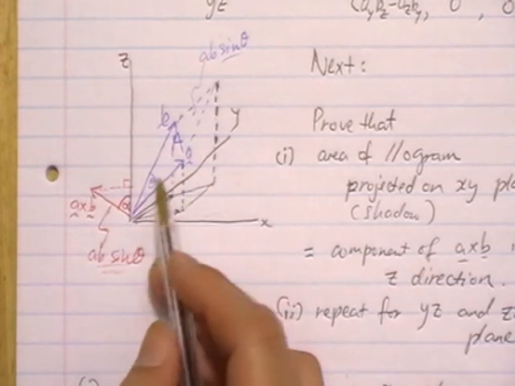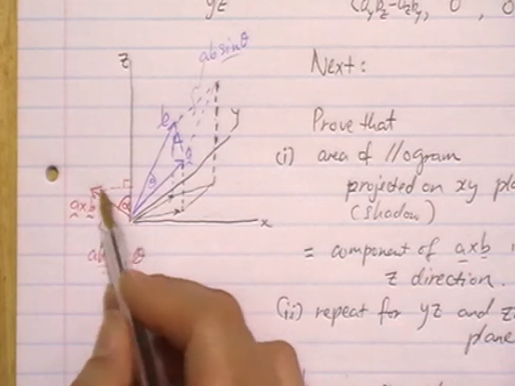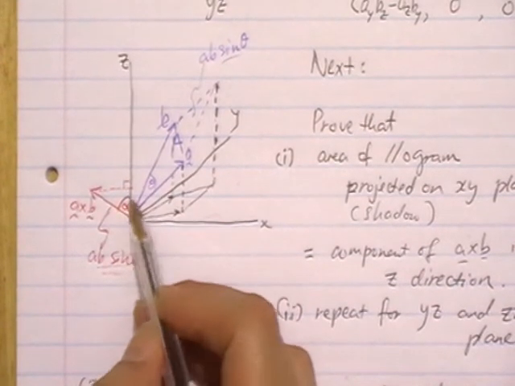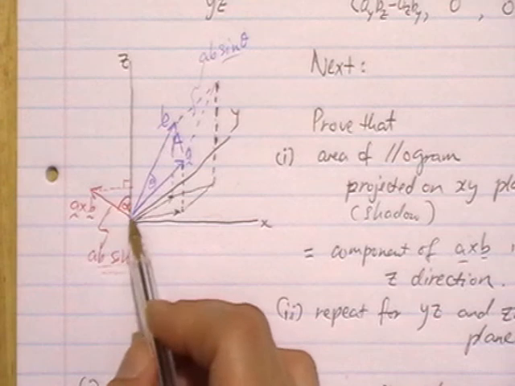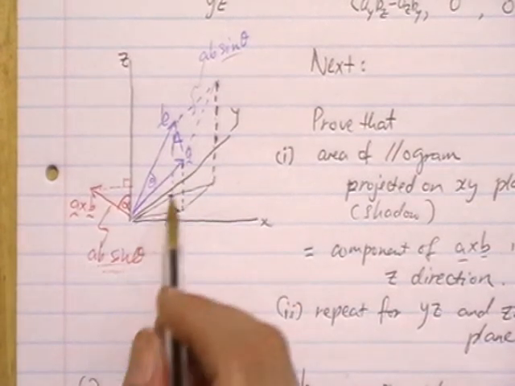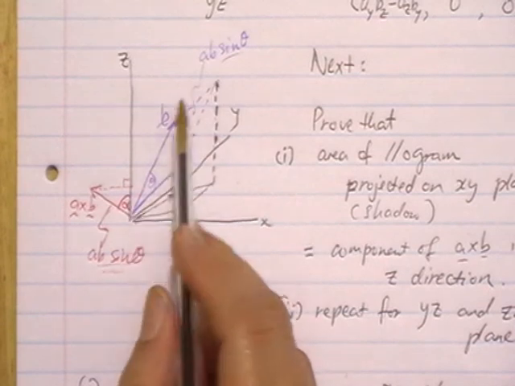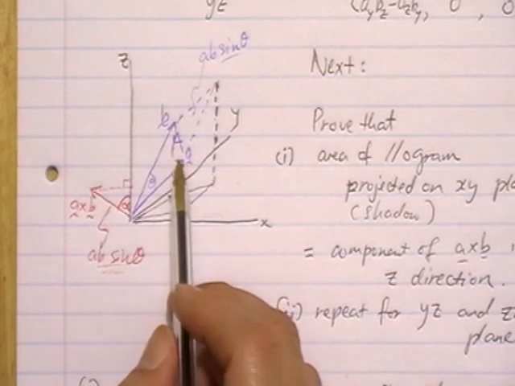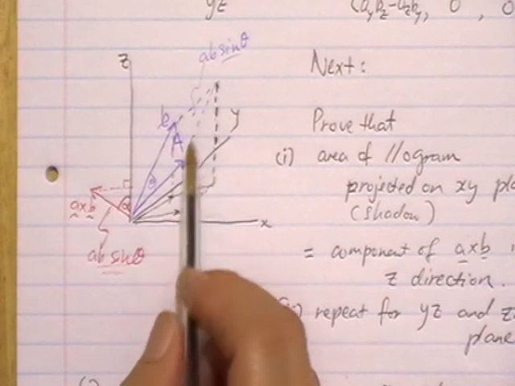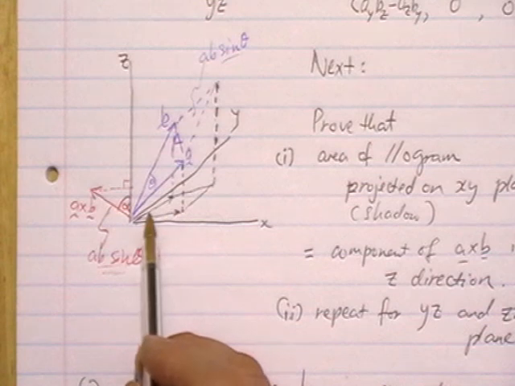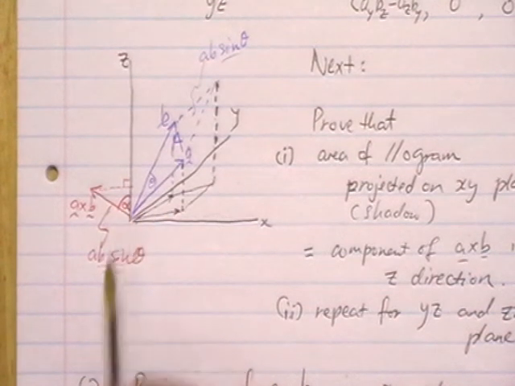Now you can see that because A cross B is tilted to the vertical at an angle alpha, and because this A cross B is perpendicular to both A and B, therefore, this whole area enclosed by A and B, the plane of this area, is tilted with respect to x and y by the same angle alpha.